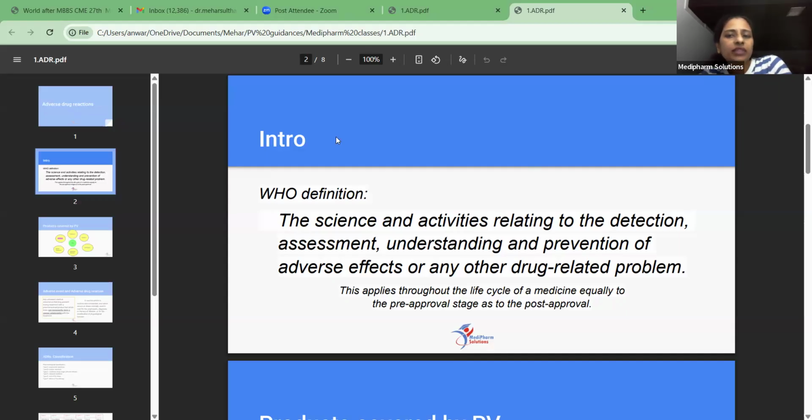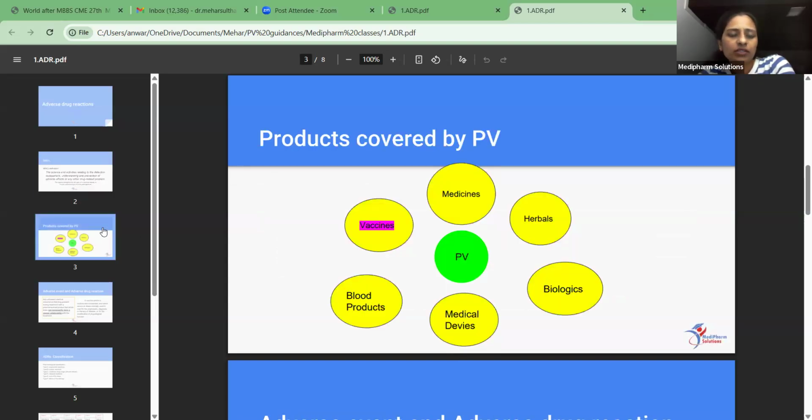Until the MAH or the sponsor has the patent for the drug, we have to monitor the side effects of the drug. Otherwise, we don't use the word side effects, we use the word adverse events or adverse reaction, which we will go over in depth now. I hope you all understood about the clinical trial phases.